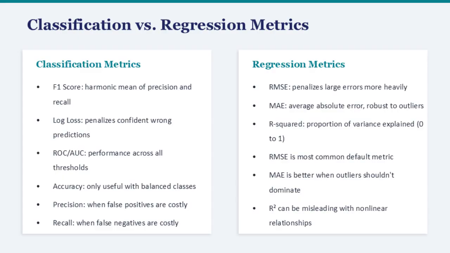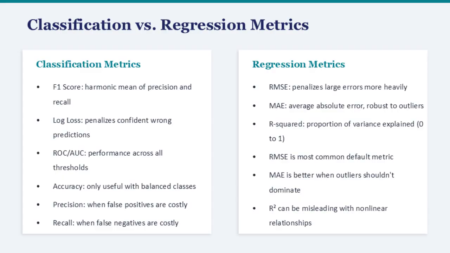ROC AUC measures performance across all classification thresholds. Use it when you want a threshold-independent metric. Accuracy is simple and intuitive, but only useful when classes are balanced. It's not reliable for imbalanced data.